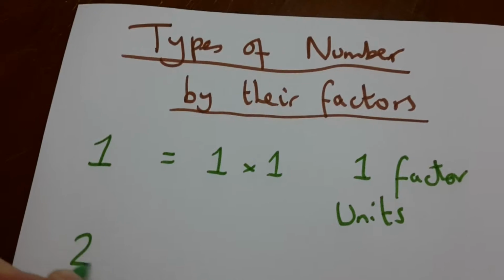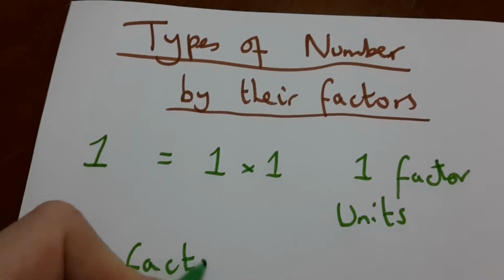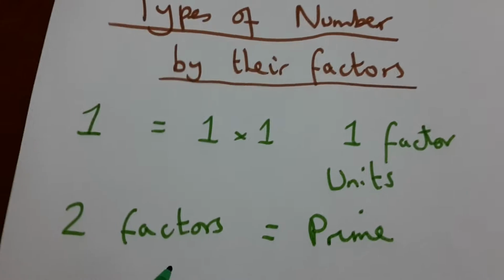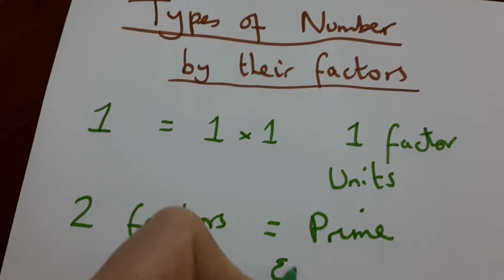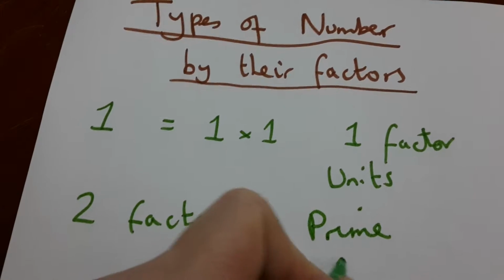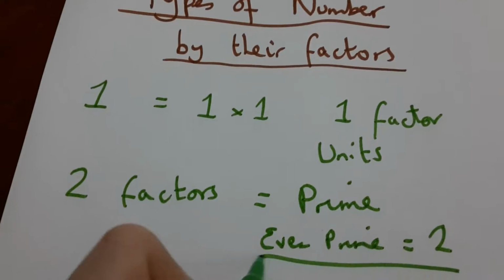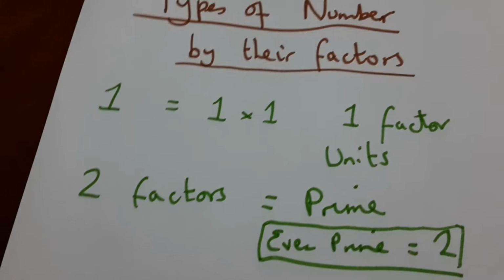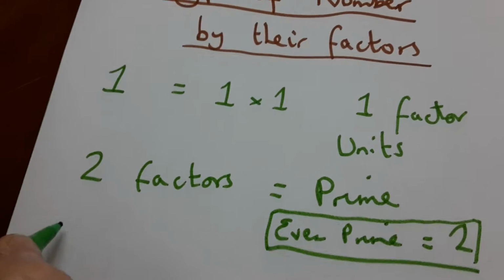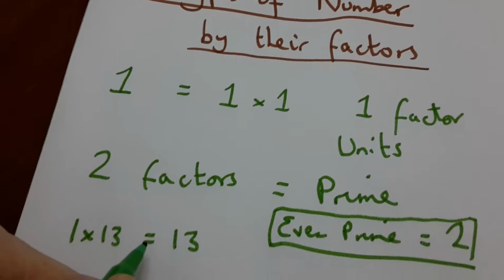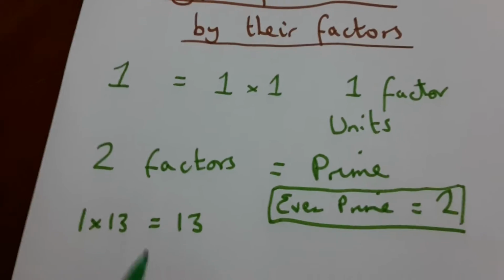If a number has two factors, then it's prime. And the only even prime is the number 2. And that's a really important thing to remember. So for instance, if I had 1 times 13, that's definitely a prime number because I can't make 13 in any other way.